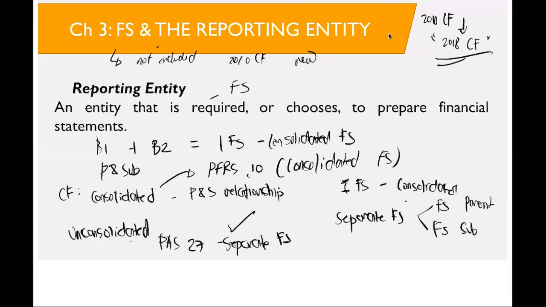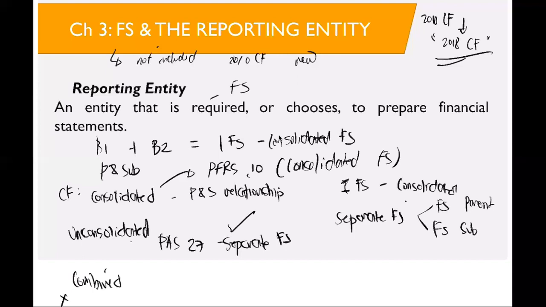In consolidated, there is a parent-subsidiary relationship, and they will present one FS. In unconsolidated, there is a parent and subsidiary relationship, but they present separate FS. So the FS of the parent will be separate from the FS of the subsidiary. Are we clear? Finally, we have your combined financial statements.